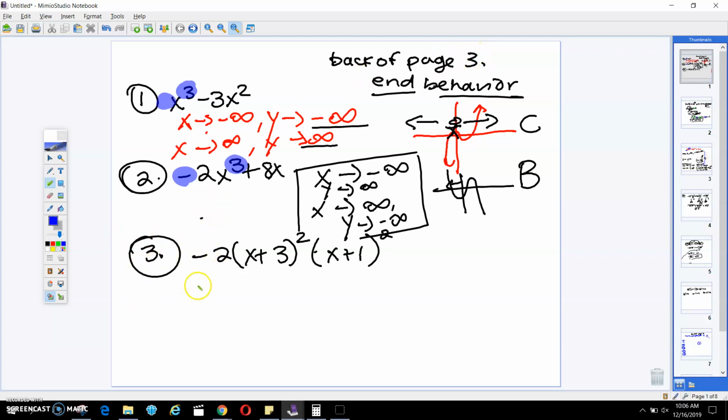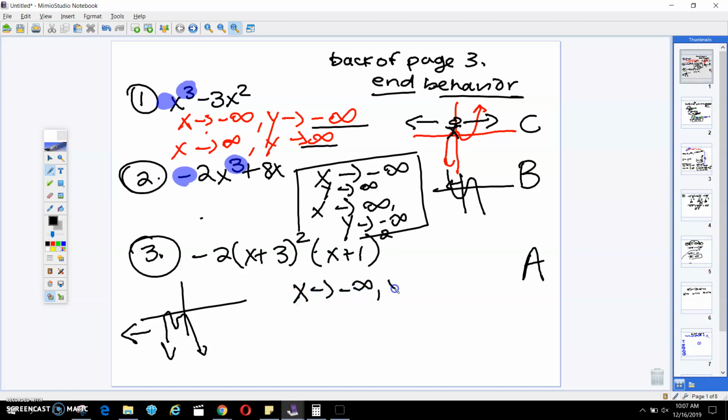On number 3, you can plug that in, and obviously you're going to get the graph A as a result. So if I look to my left for that graph, what's happening to my y values? It's going to negative infinity. So as x is approaching negative infinity, y is approaching negative infinity as well. As x is approaching positive infinity, what's happening to our y values? Still going to negative infinity.